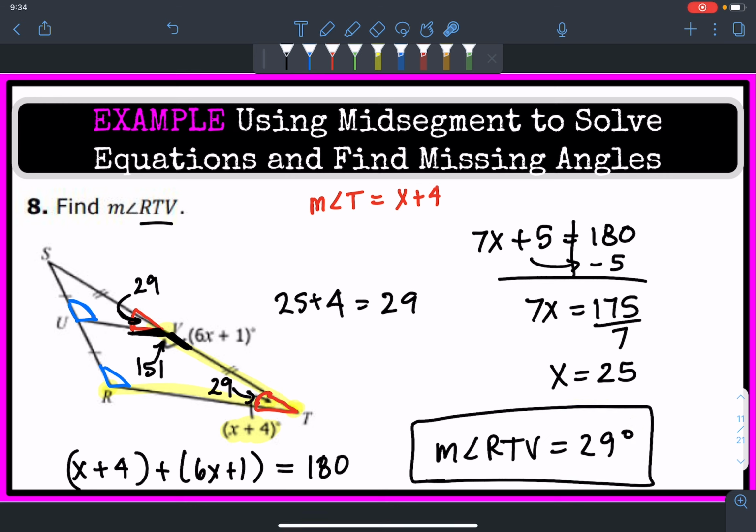Well, that concludes the examples on how to use the mid-segment to solve equations, how to find the side lengths given the mid-segment, and vice versa, how to use the side length to find the length of the mid-segment. And finally, on these, the relationship between the angles and which angles are congruent.